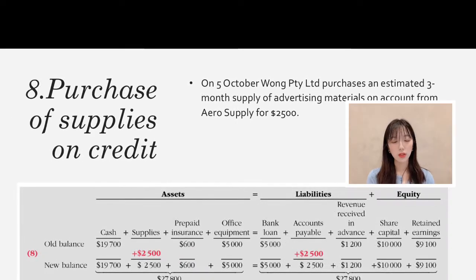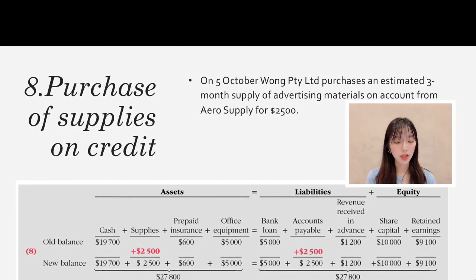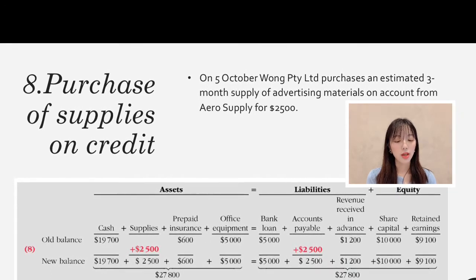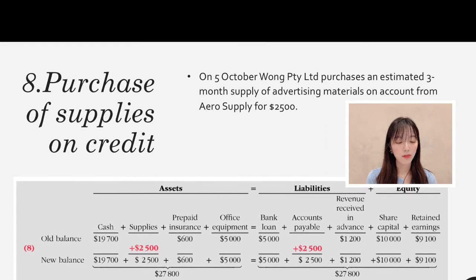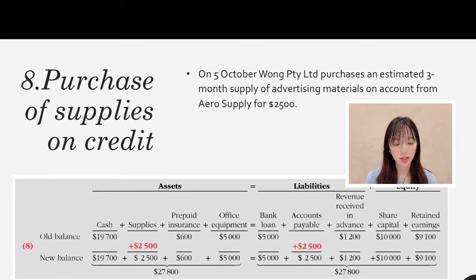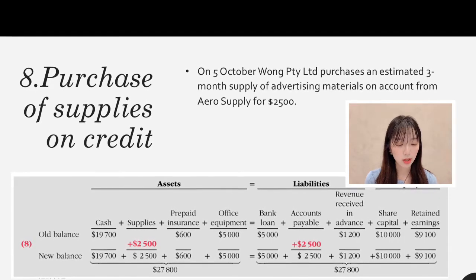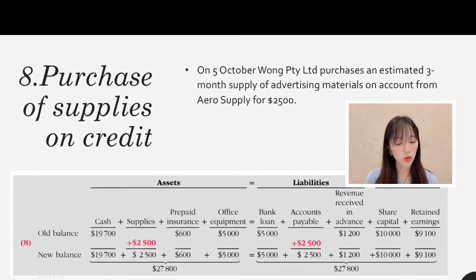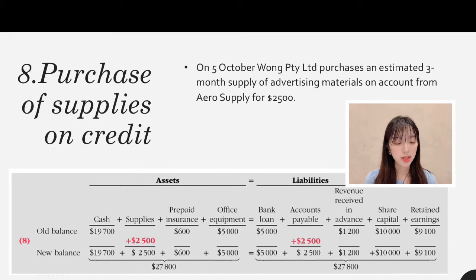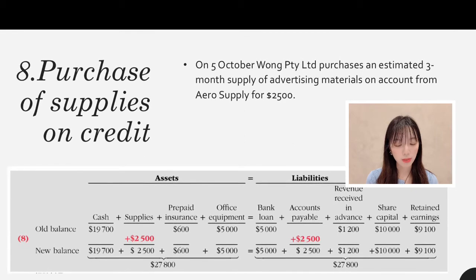Number 8. Purchase of supplies on credit. On 5 October, One Limited purchased an estimated 3-month supply of advertising materials on account from Error Supply for 2,500. Assets are increased by this transaction because supplies represent resources that will be used in the process of providing service to customers. Liabilities are increased by the amount owing to Error Supply.